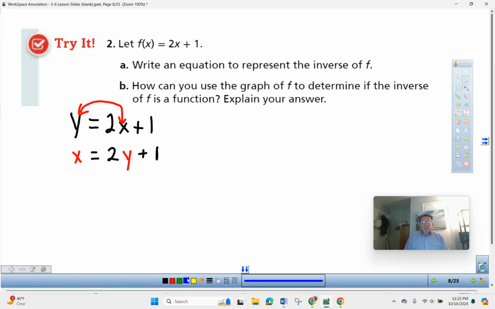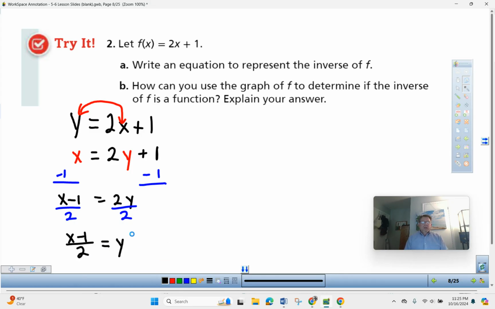So I'm going to subtract 1 from both sides, put it over here, not underneath it, because they're not like terms. So that ends up being x minus 1 equals 2y. And then I'm going to divide everything by 2. And that leaves me with (x minus 1) over 2 equals y. Okay, so this is the inverse. That's what we did. We found the inverse of the original function.